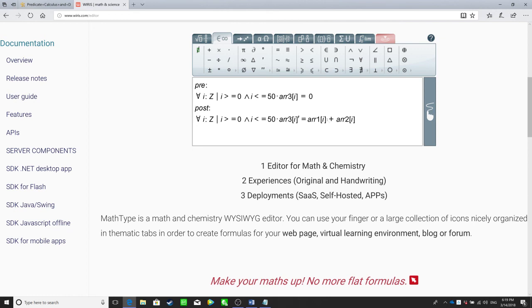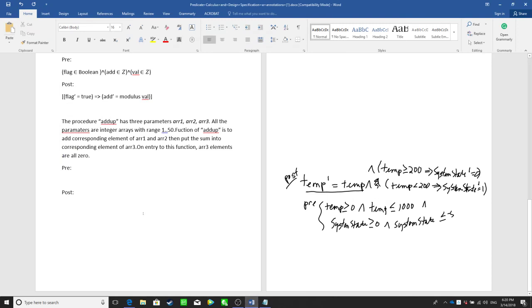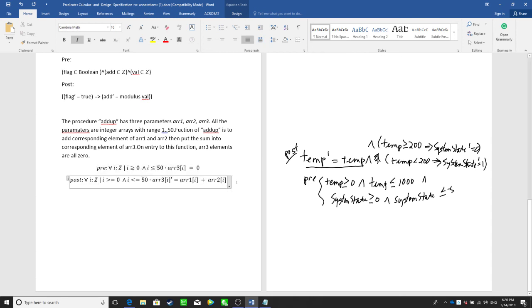Do we need a prime here? No. Actually, according to the description from the question, it doesn't specify if the values of array 1 and array 2 change, but if we do it this way, it's going to be correct. Let me put it here. Alright, that's the pre and postcondition.